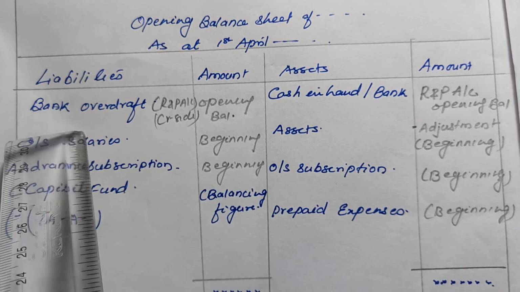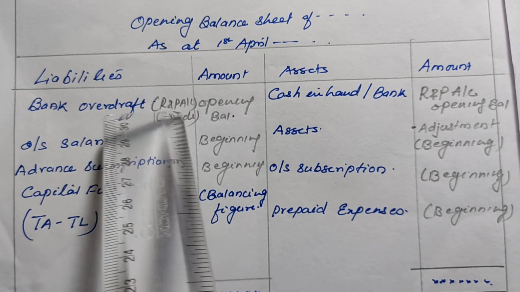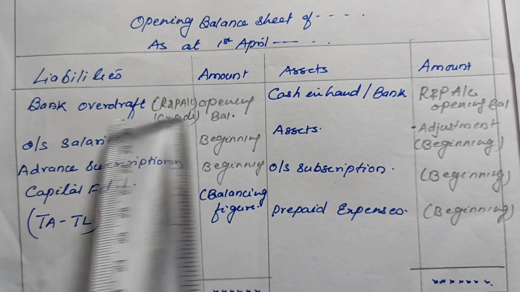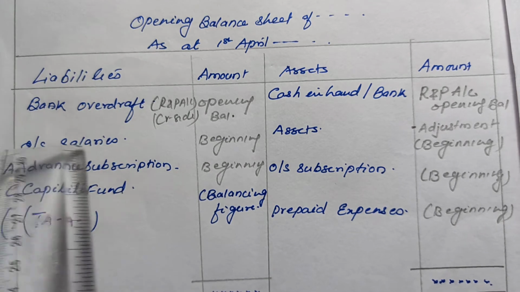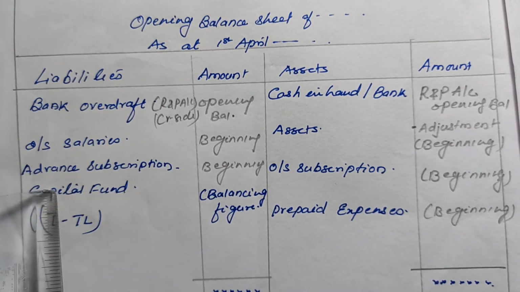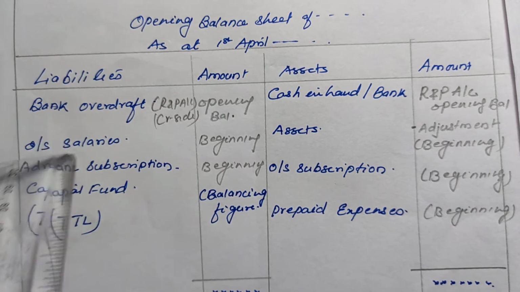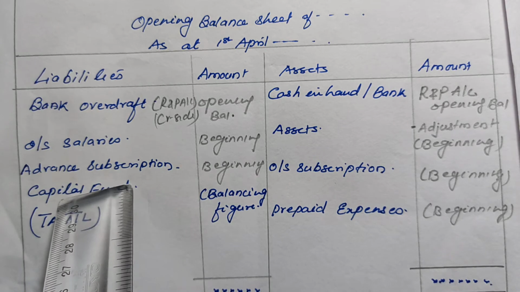On the liabilities side, if it is a bank overdraft, that is, if your bank balance in the receipt and payment account shows a credit balance, that you have to write as the opening balance, you will write bank overdraft on the liabilities side. Then outstanding expenses and advance subscription. So on the liabilities side, we will write bank overdraft, outstanding expenses and advance subscription.